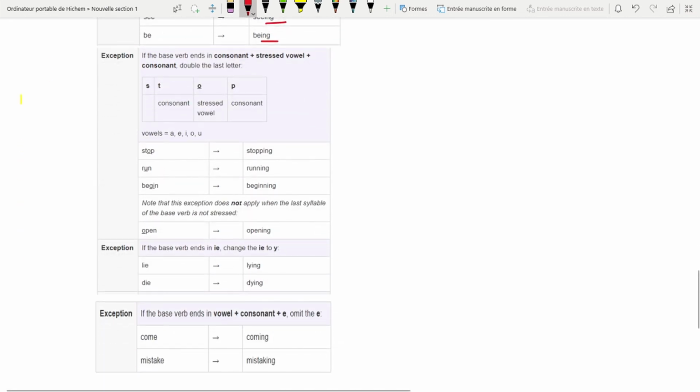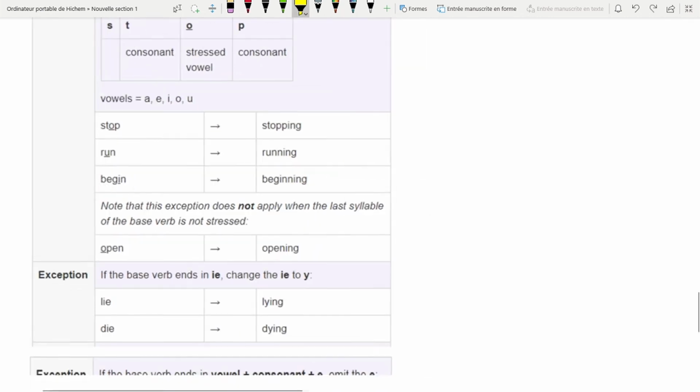Now we shall move to the exceptions. So if the base verb ends in a consonant plus a stressed vowel plus a consonant, we double the last letter. So here, as you can see, it's a consonant plus a stressed vowel and a consonant. When you add the ing, you double the last consonant, stopping with double P and not one. Same thing with run, running, right? Same thing with begin, right?